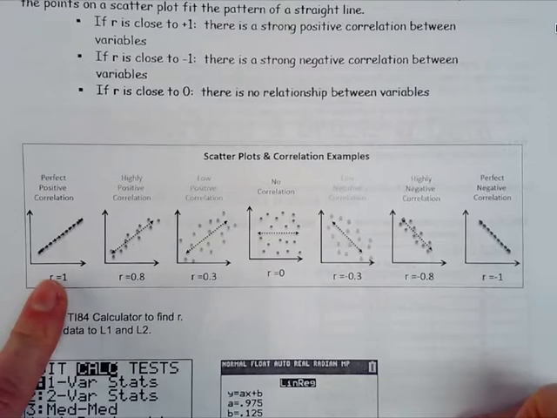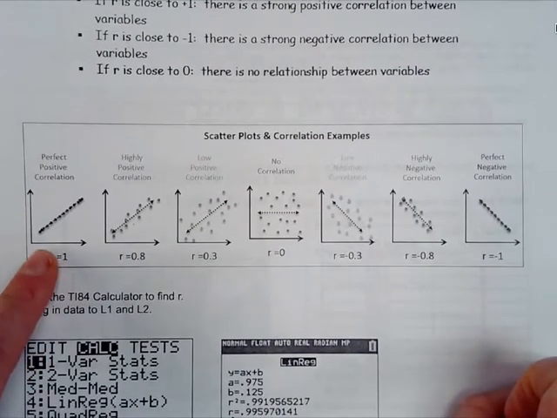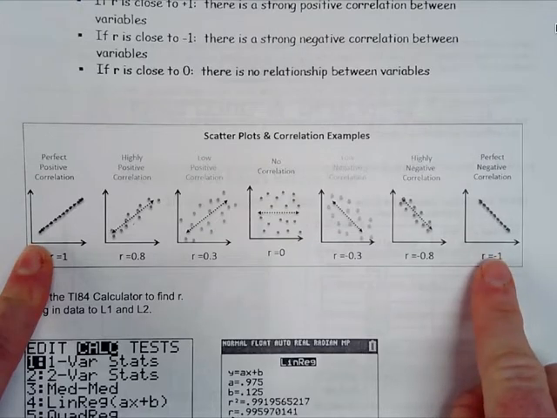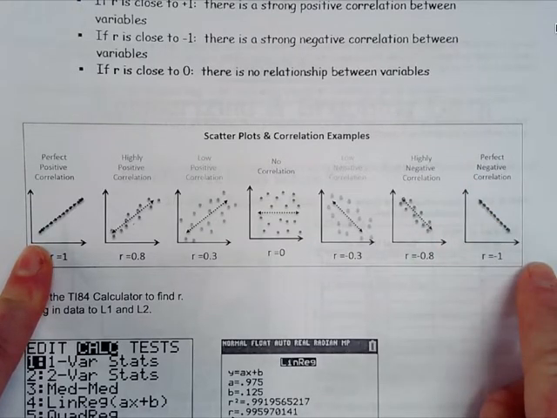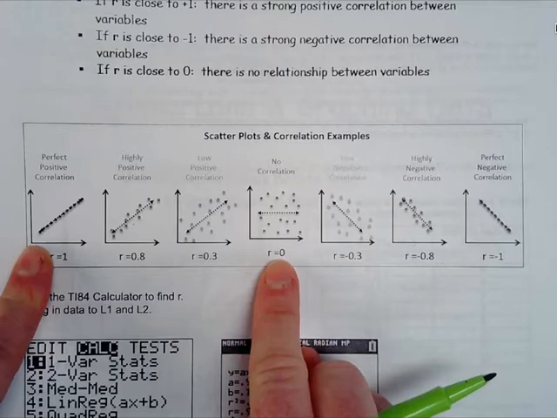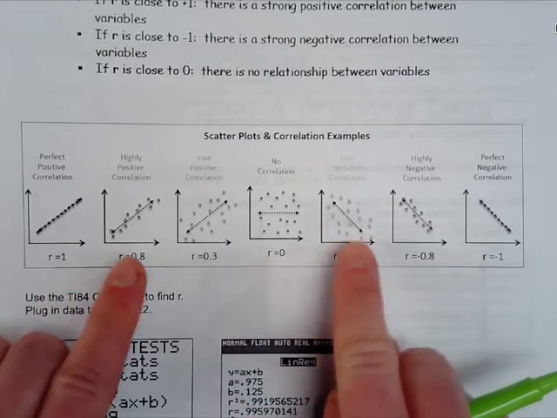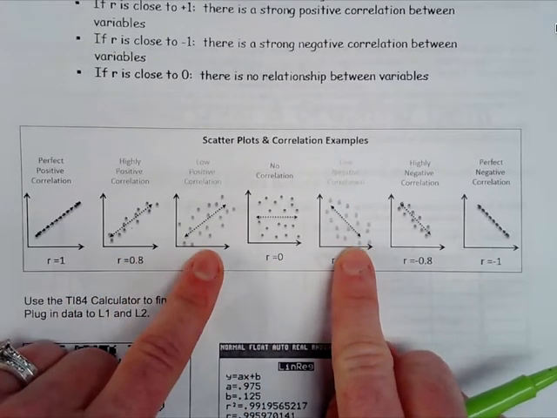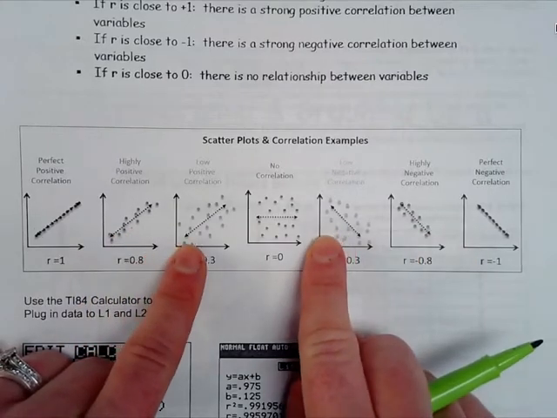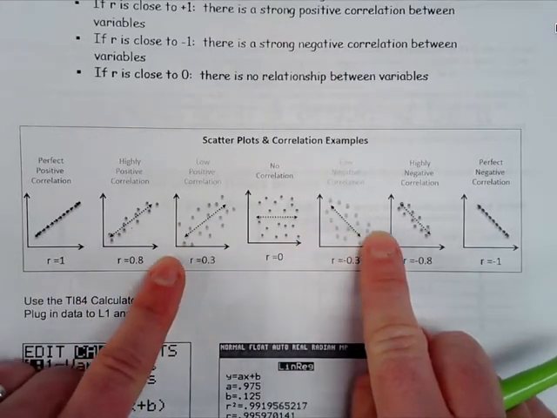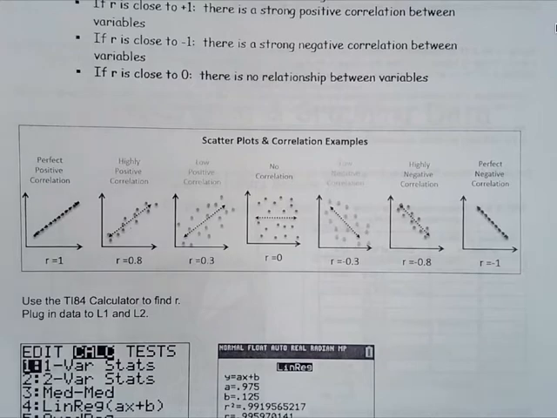A positive correlation of 1 would be a straight line. -1 would be a straight line as well, but going downhill. 0 is no correlation, and it gets more spread out the closer you get to 0. The closer you get to 1 and -1, the more closely it follows a line.